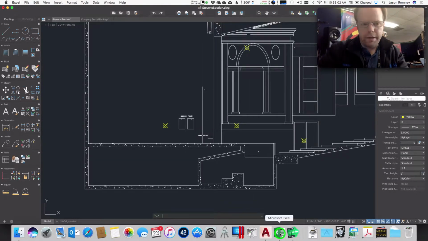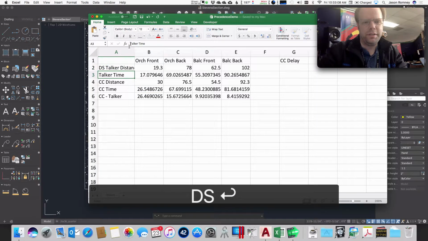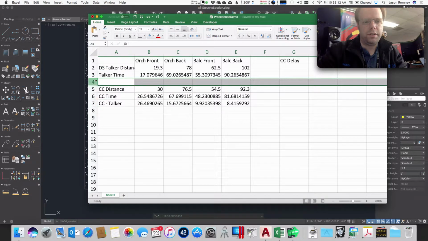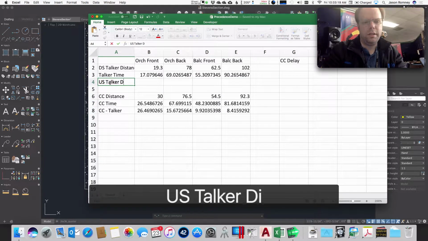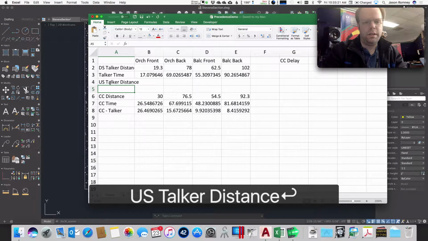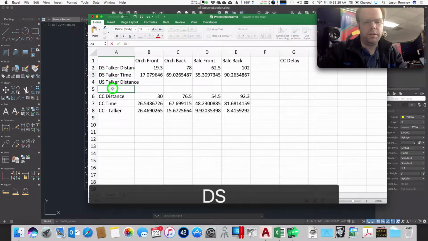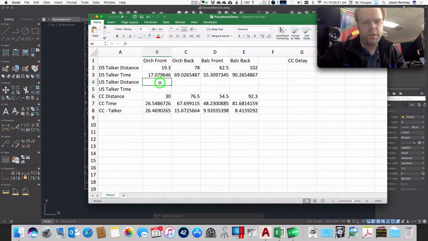So I need to add a variable here now. So I'm going to say downstage talker distance. Now I need to insert an upstage talker. And I need a distance, and I need downstage talker time, and this will be upstage talker time. Let's see what happens now if they start moving around.